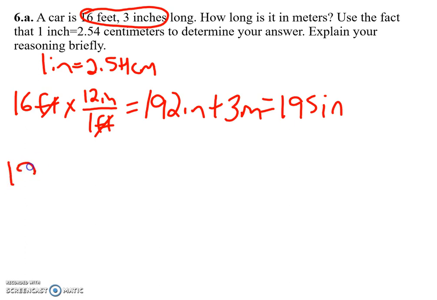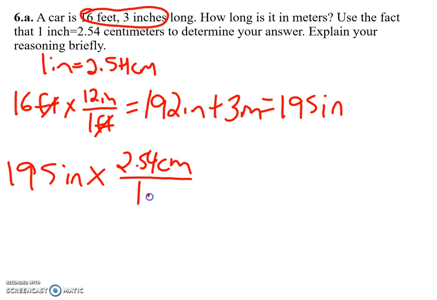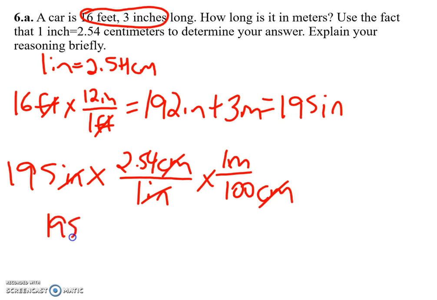Now, I know the car is 195 inches. I can then use that there's 2.54 centimeters for 1 inch. My inches would cancel. And I know that for 1 meter, there are 100 centimeters. And there my centimeters would cancel. So I know to find my solution, I will do 195 times the 2.54.